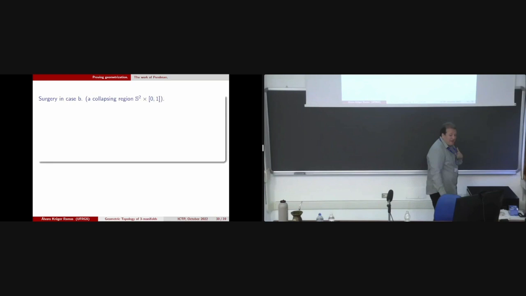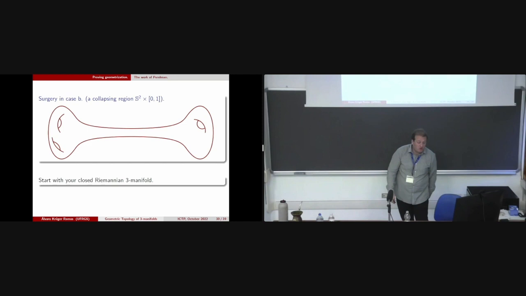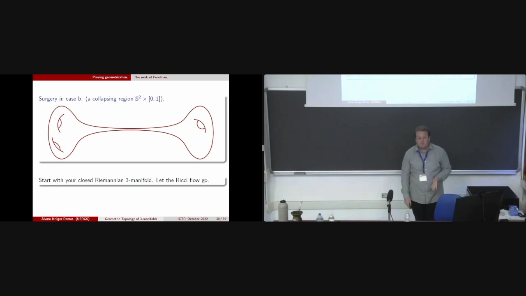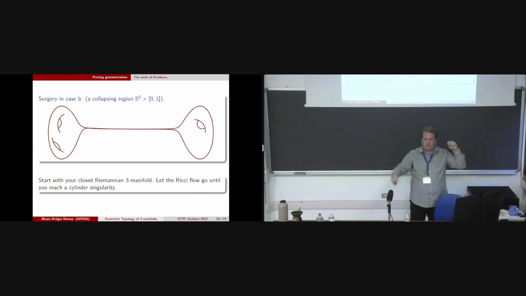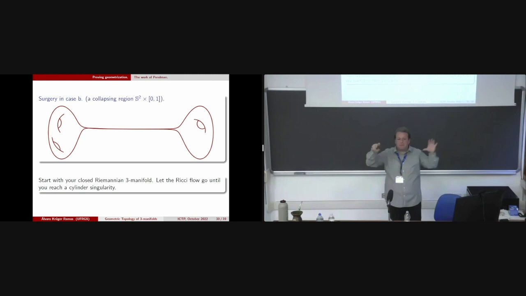Let's think of a collapsing region with the topology of S2 cross [0,1]. So we'll start with a closed Riemannian three-manifold. You let the Ricci flow go, you flow the Ricci flow, and what you will see is this collapse over a cylinder singularity. Here in this picture, these regions aren't flowing. It's just because I was lazy, but everything is flowing, right? But the collapse is just over this long tube.